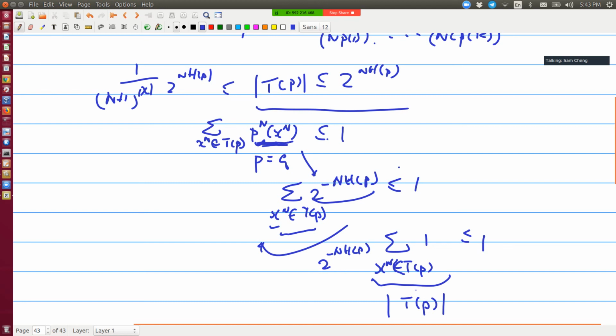So therefore, I have basically this, right? Tp. Then move this term to the other side. I have Tp is bounded by 2 to the nHp.